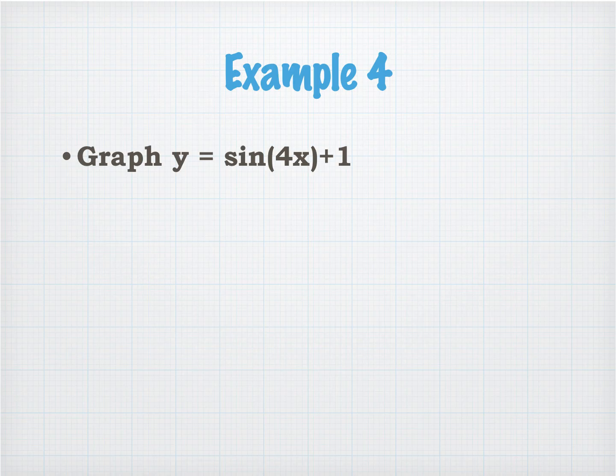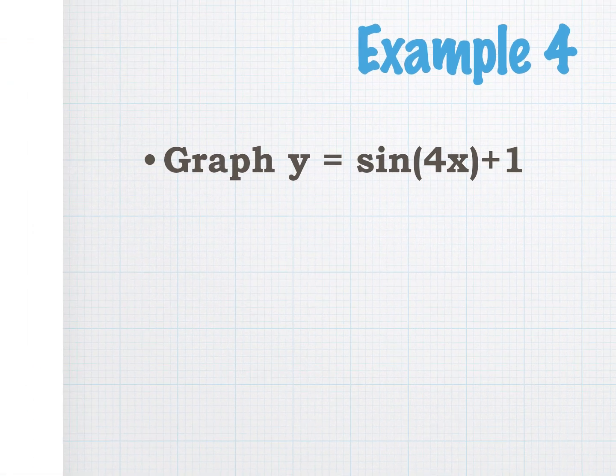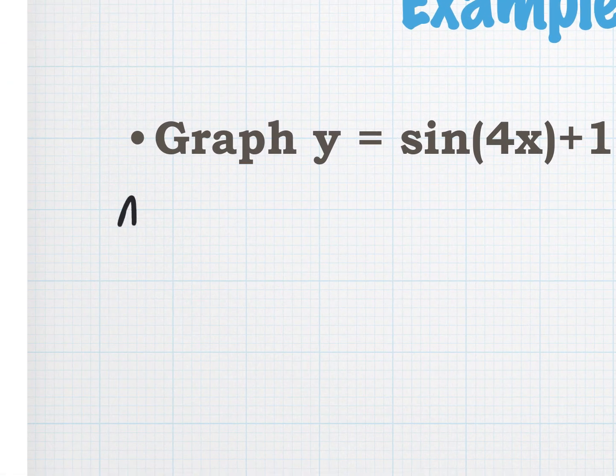So let's do this one as an example. Let's start with all the same steps that we did yesterday. So let's start with our amplitude. What's our amplitude in this case? Our amplitude is 1.